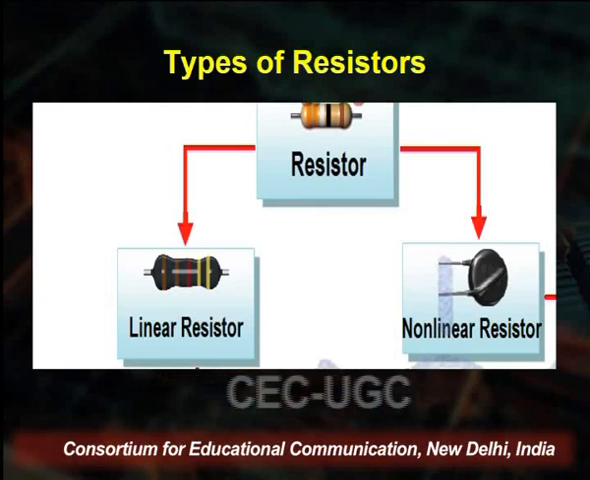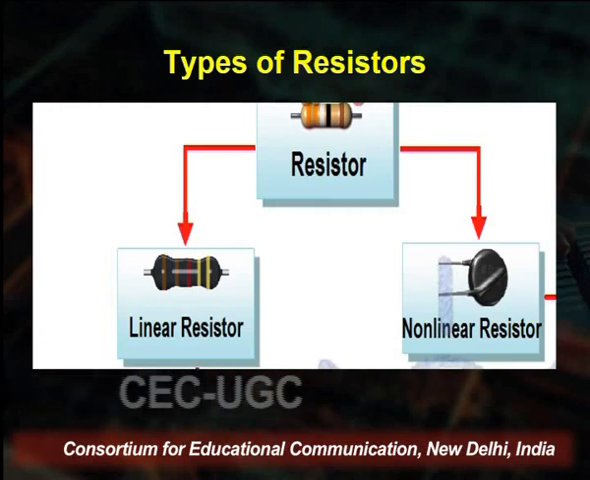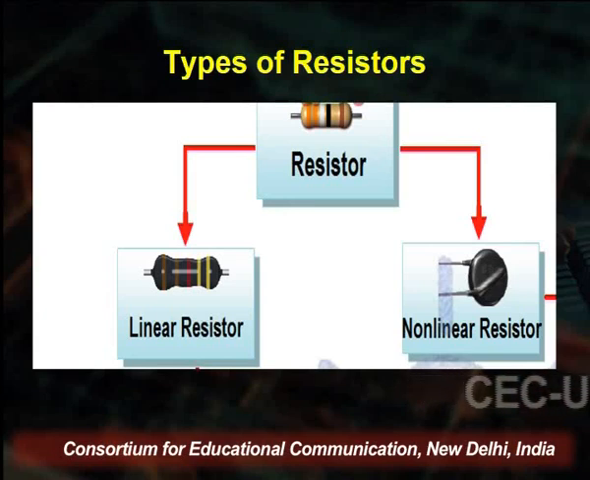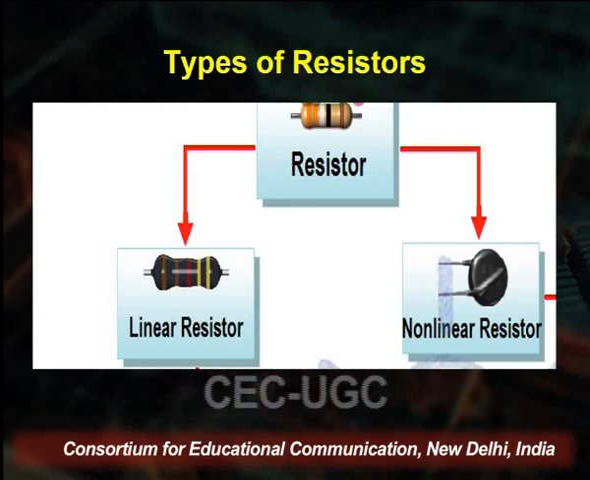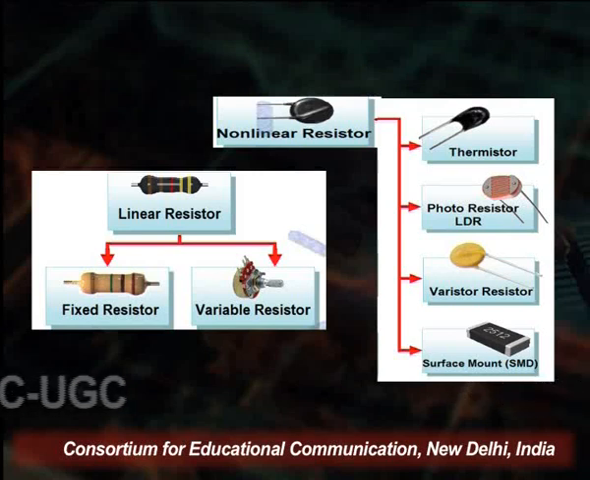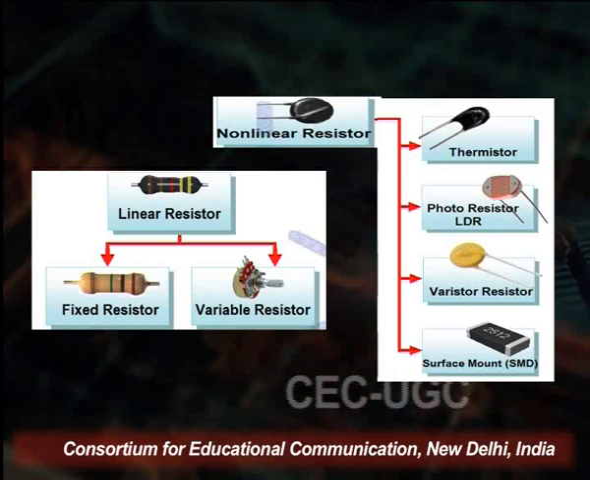Now we discuss the types of resistor. Resistors are of two types. Here we define the various types of resistor. On the screen you are seeing the resistors divided into two categories: one is the linear resistor and the second is the non-linear resistor. The linear resistor is also divided into two categories: first is the fixed resistor and second is the variable resistor.